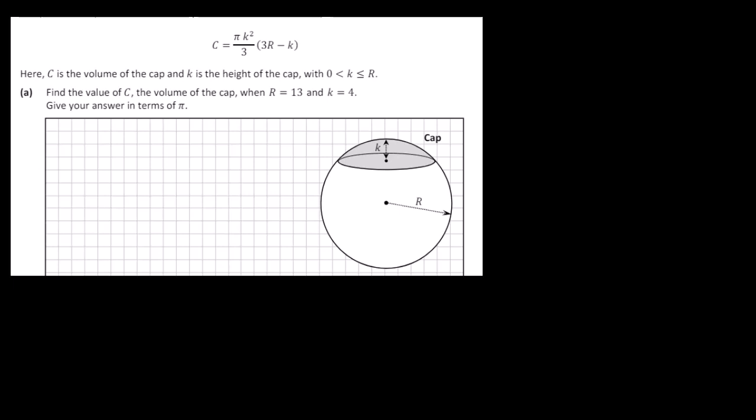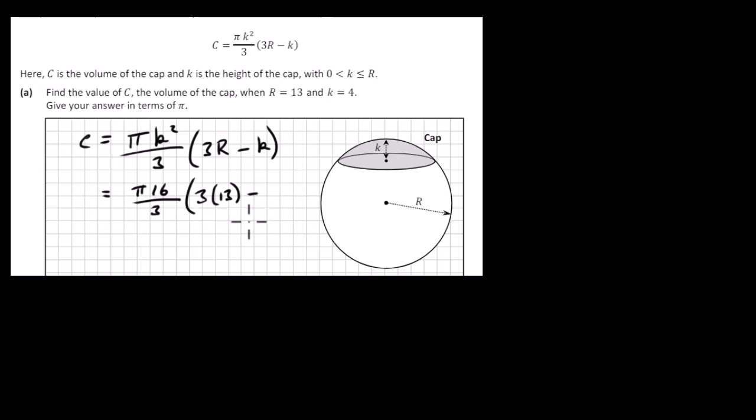So let's see, we have c is equal to pi k squared over 3 times (3r minus k). So we've got to work out c. Give your answer in terms of pi, so we've got to leave pi there. k is 4, which we've got squared, so that's going to give us 16, and we've got 3 on the bottom. We have 3 times r, which is 13, so subtract k, which is 4.